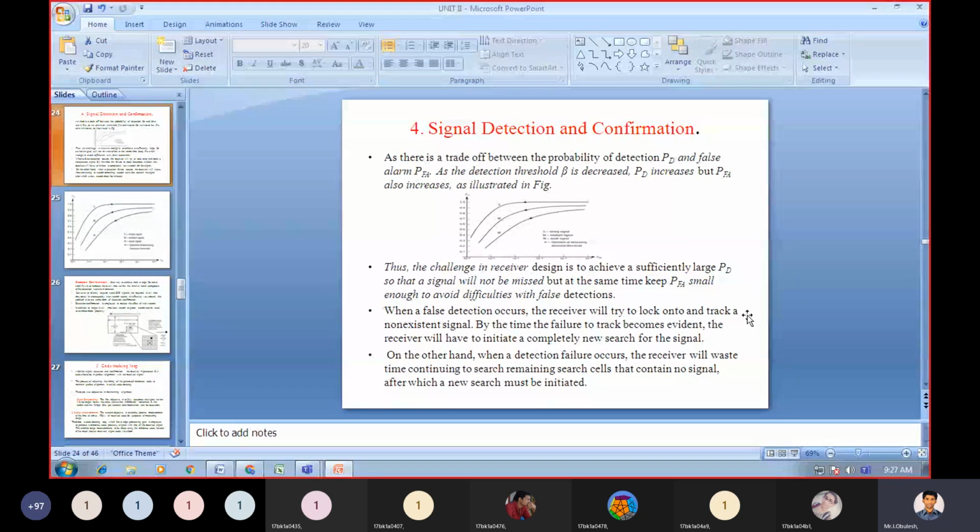Continuing to search the remaining cells, the receiver will waste time searching cells that contain no signal, after which a new search must be initiated.